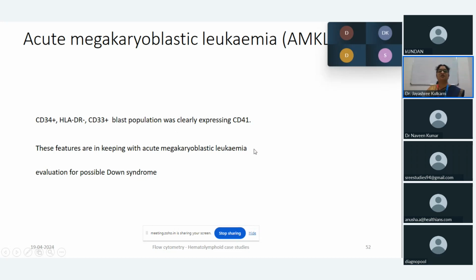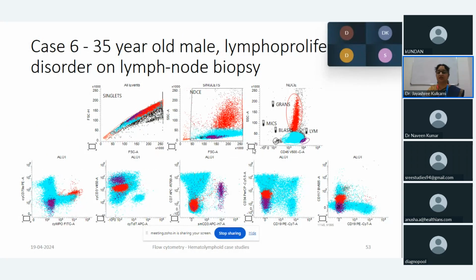And another feature which is important here is your CD56, which is called, there is a terminology called a RAM phenotype. And in such cases, you evaluate the patient for a possibility of Down syndrome. So do remember, you can have acute leukemias, especially the megakaryoblastic leukemias, common in these Down patients.